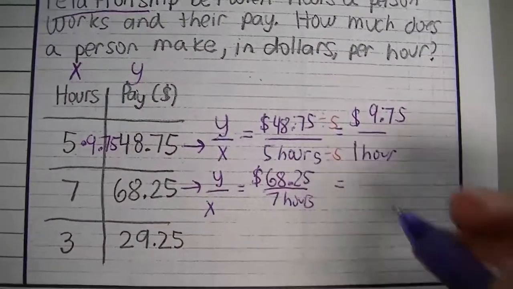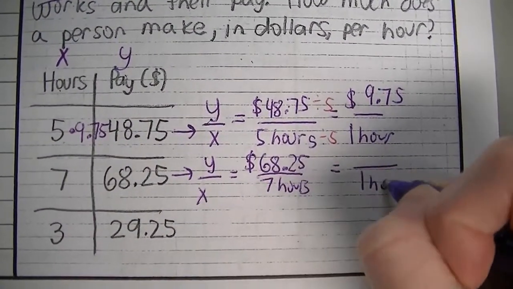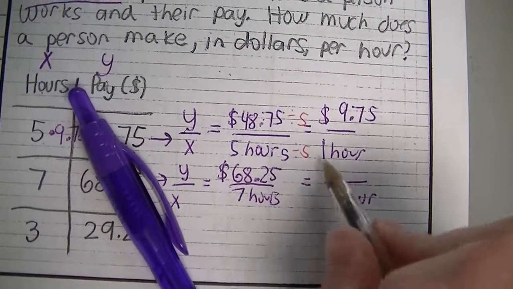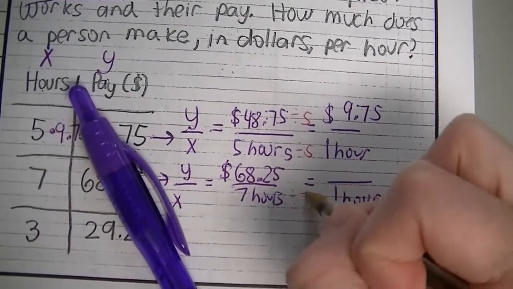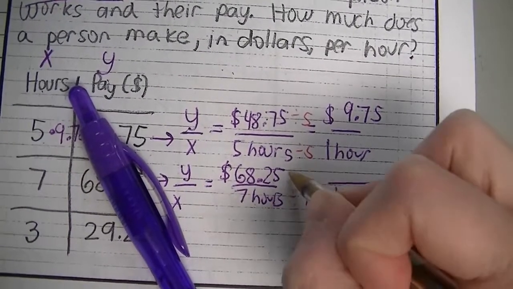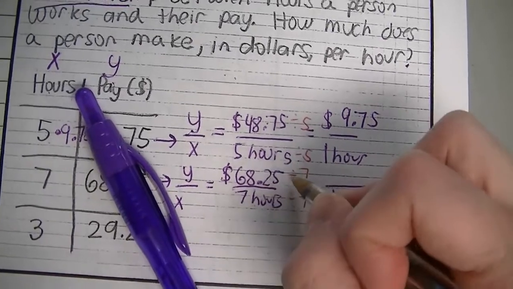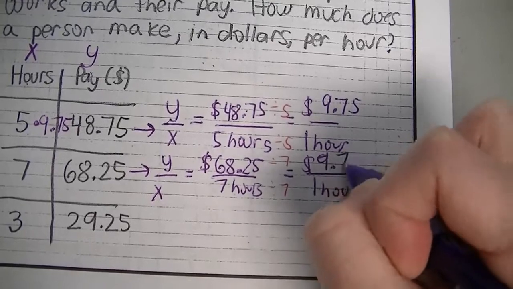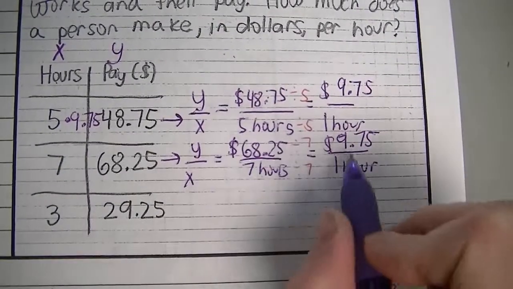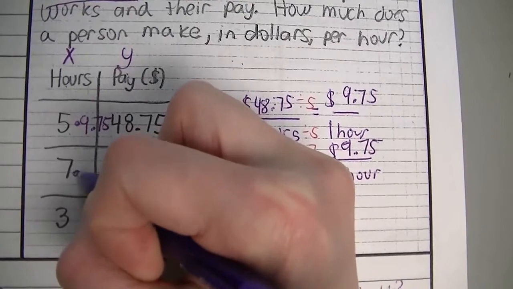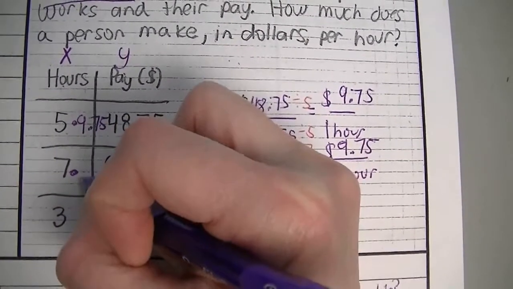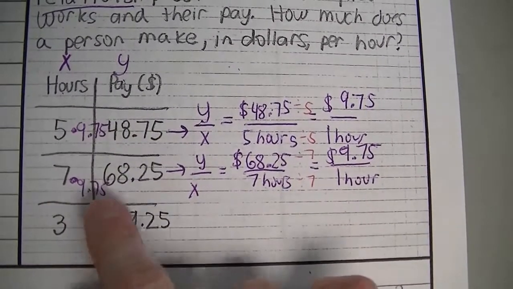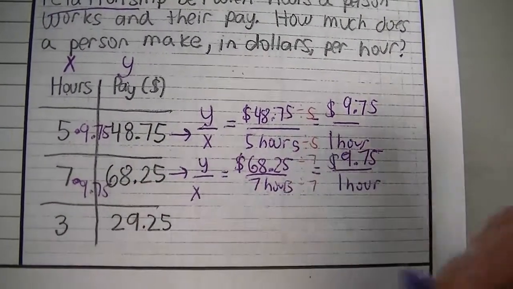And to find the unit rate, you want 1 in the denominator. You want to know how much they make per hour. And so to go from 7 to 1 to make these equivalent fractions, we divide by 7 right here, because 7 divided by 7 is 1. $68.25 divided by 7, you get $9.75. And again, that's your unit rate. So you're multiplying this hours by $9.75. And you'll see when you go 7 times $9.75, you're going to get this y value.